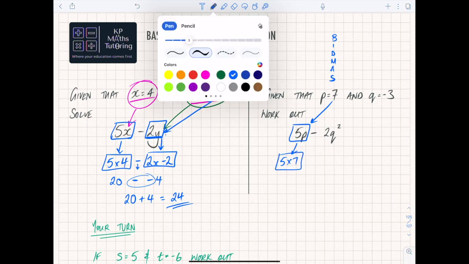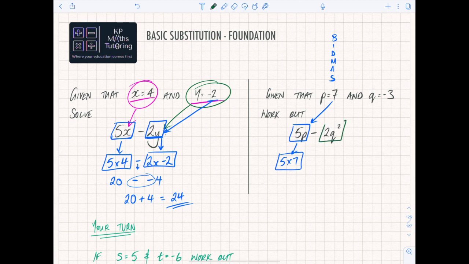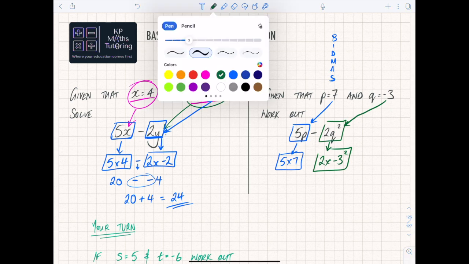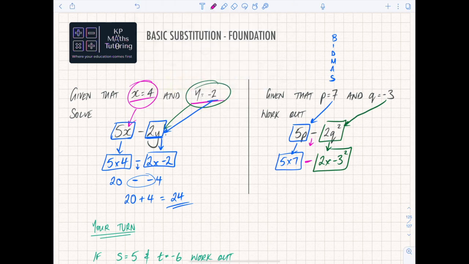We've now got this second part, which is 2q squared. Well, that means 2 times q, and q is -3. -3 squared. So we put a box around that. Then I've still got my negative that needs to come down, so I just fill that in. Now, by doing that in an exam, you've just picked yourself up a mark. So it's really important you get your head around that. Okay, let's go through this. BIDMAS. Are there any brackets? There's no brackets involved in it. Are there any indices? Yes, there is.